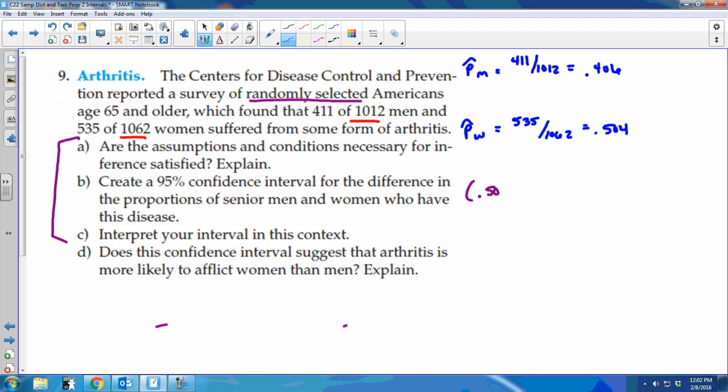So 0.504 minus 0.406, that's our p hat 1 minus p hat 2. Plus or minus, we're being 95% confident, so the z critical value hasn't changed. It's still 1.96. And then we're going to fill in that standard error equation, right? So we have 0.504 times 0.496 out of 1,062. Be careful you have the right sample sizes.